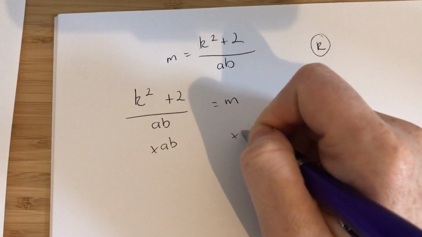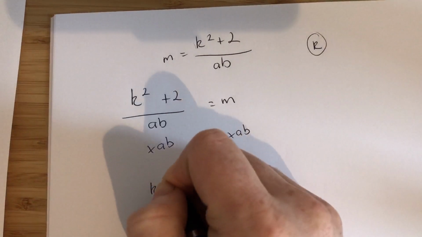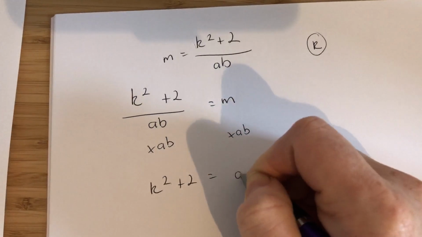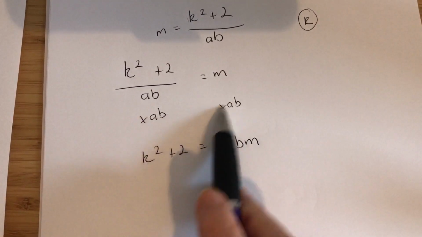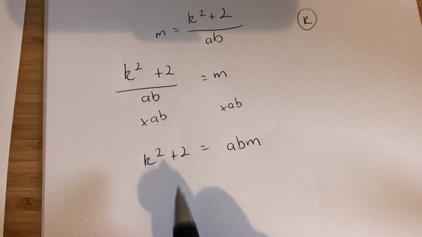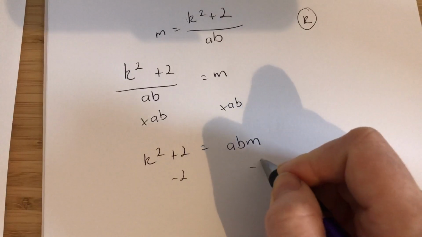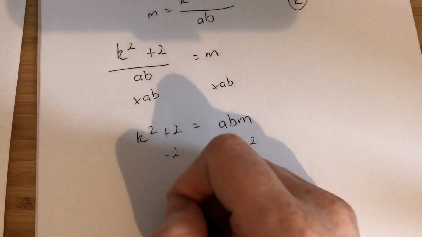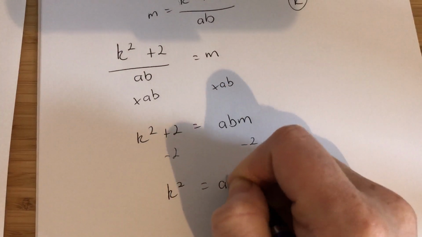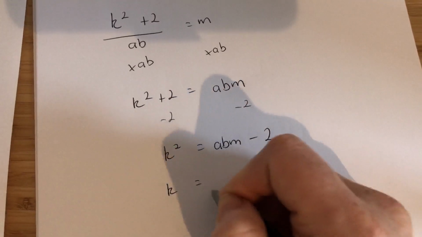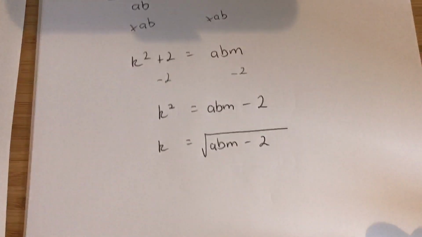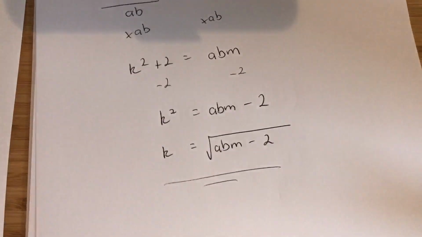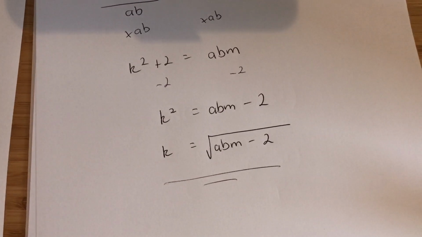So k squared plus 2 all divided by ab, so we're going to get rid of that ab first. So multiply by ab on both sides. We've got k squared plus 2 equals abm on this side. You're going to take away 2 from both sides now, because we've got k squared plus 2. Take away 2. k squared equals abm minus 2. k equals the square root, because we're square rooting each side, of abm minus 2. And that's you. That's some examples of changing the subject. You can now try some on your own.